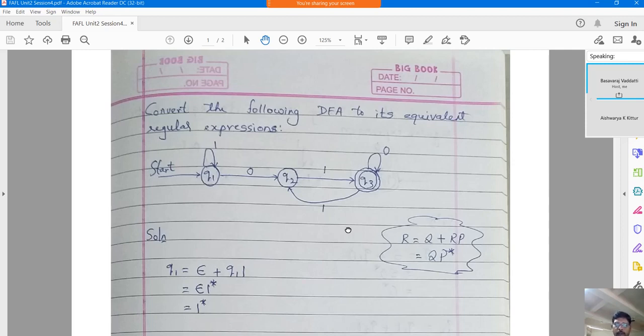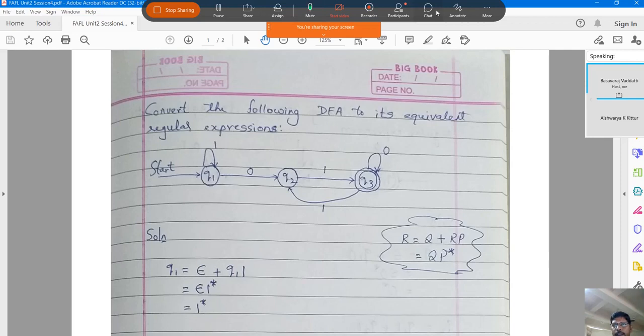Now today's discussion is how to convert a finite automata representation, that is a DFA, to a regular expression. The finite automata and regular expressions represent the same set of languages, called regular languages. Then how to convert this DFA to the corresponding regular expressions. And for this purpose, we also should know the various operators which are involved in the regular expressions.